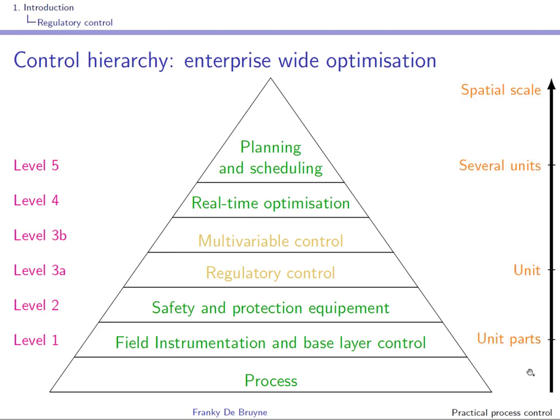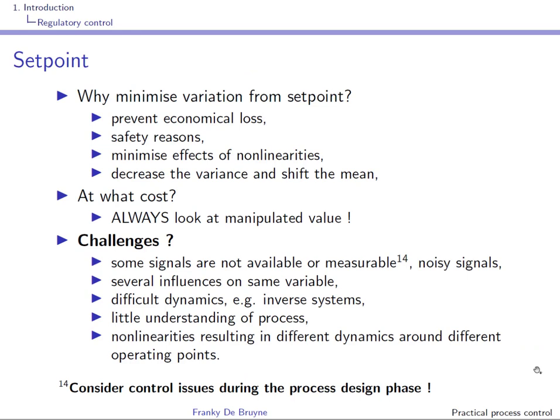Similarly, you will see that the spatial scale will evolve from something that is very local, for instance a unit part in the field level, to a production or even several production lines in the planning and scheduling level 5. In process control, the choice of the set point is very important.